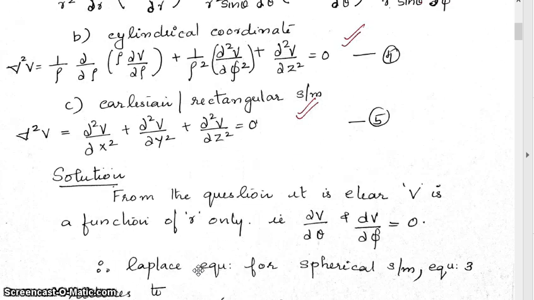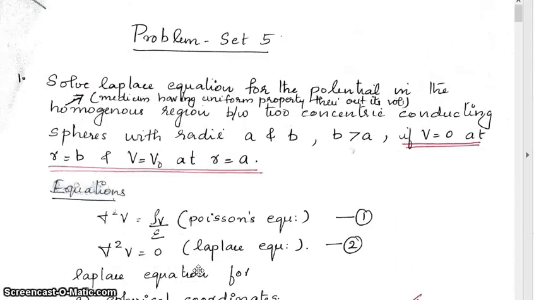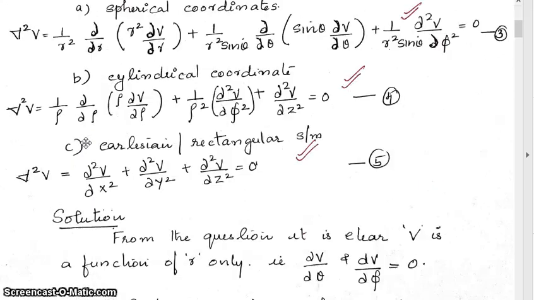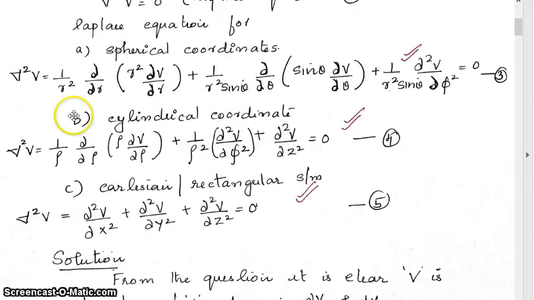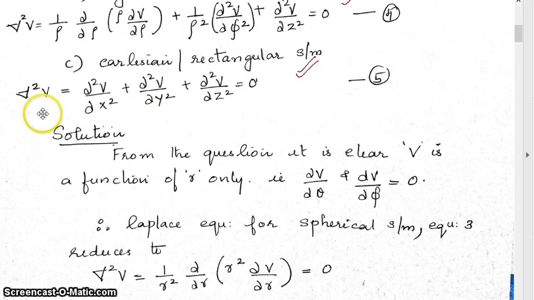Now we will go to the solution. Here it is said the medium is a sphere. So we will be using this equation, equation 3, del square V for a spherical coordinate system. Now coming to the solution.